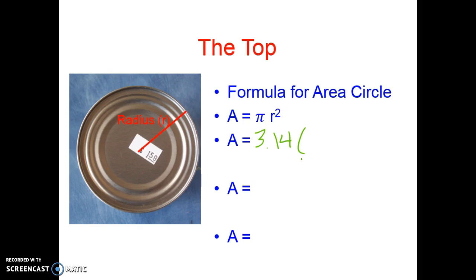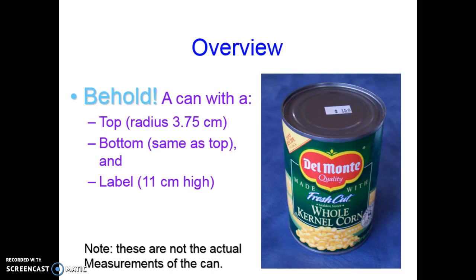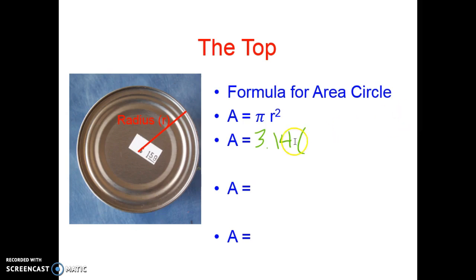Do we know what the radius is? Well, let's check and see. What does our diagram say? If we look back at the information with the problem, what did it say? It said, let me get my pen back, that the radius was 3.75. So let's plug in what we know. 3.75 centimeters, and that is going to be squared because remember it's radius squared.